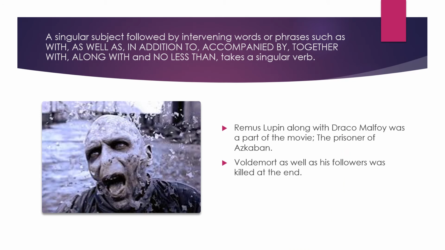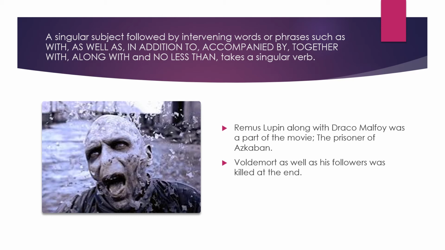Next rule says that a singular subject followed by intervening words or phrases such as with, as well as, in addition to, accompanied by, together with, along with, and no less than takes a singular verb. What does this mean? Intervening words mean that these are parenthetical words. Parenthetical means that you can ignore them. They have just been put in the sentence so as to give more clarity.